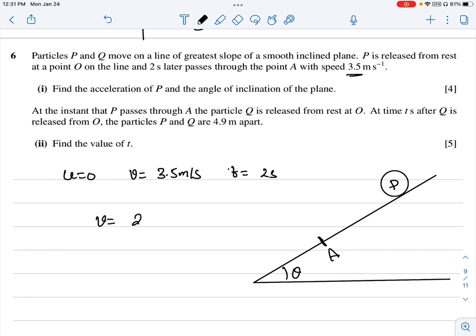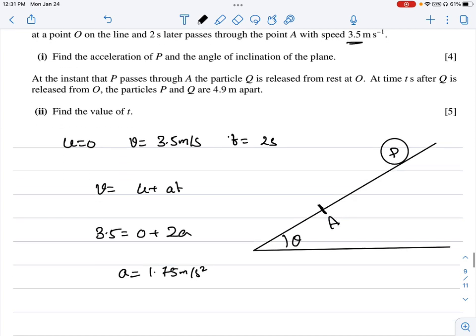So v is equal to u plus at. So 3.5 is equal to 0 plus 2a. a is equal to 1.75 meters per second squared. Now find the angle of inclination.